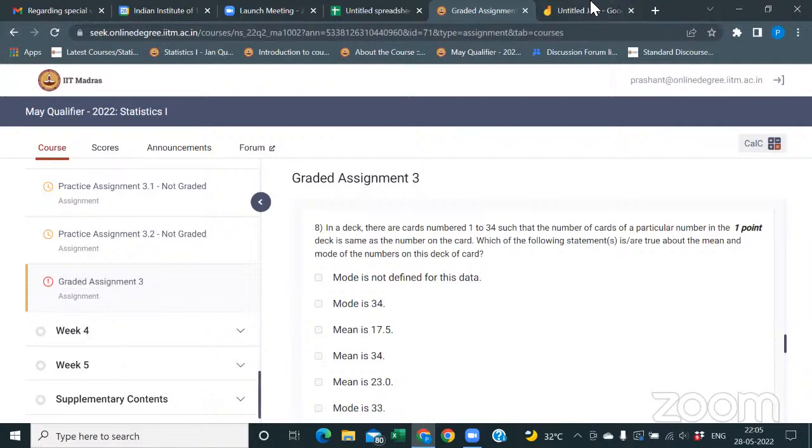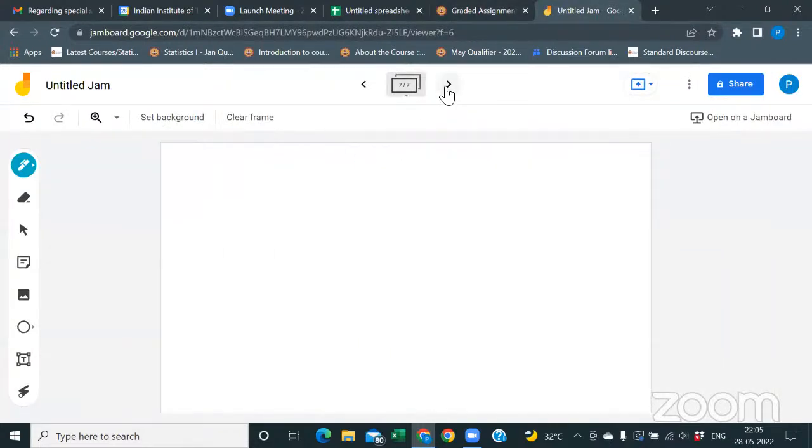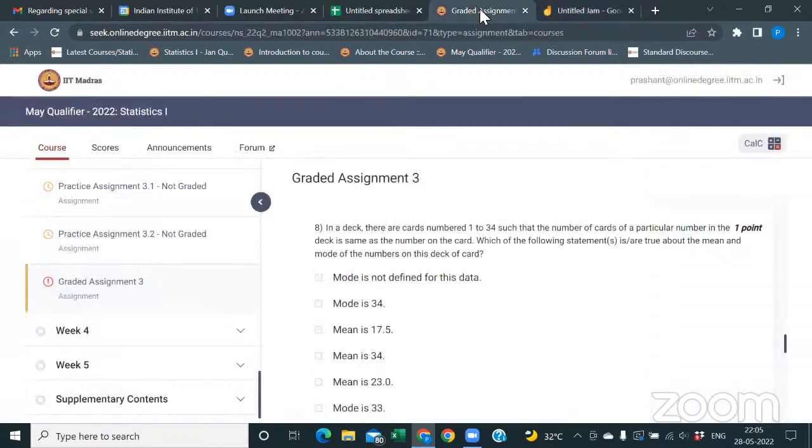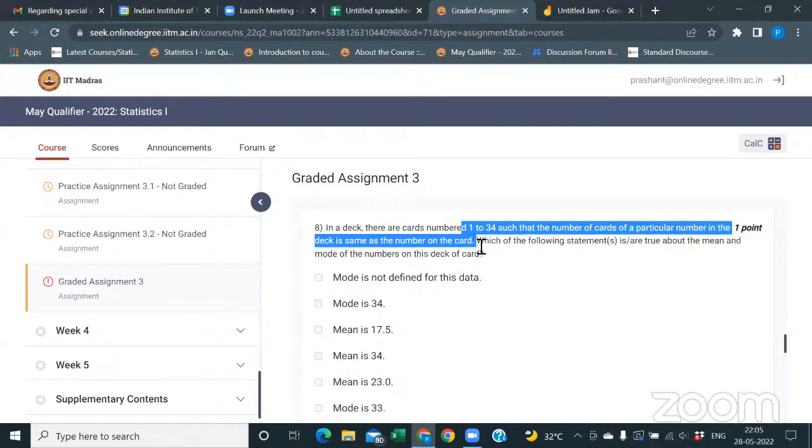How many cards are there? 1 to 34. Okay. See, you have to focus on these words: the number of the cards of a particular number in the deck is the same as the number on the cards.